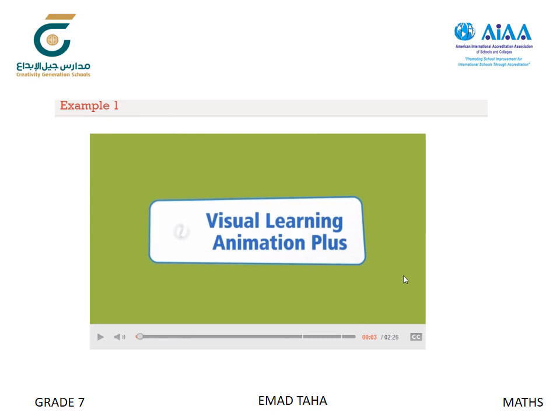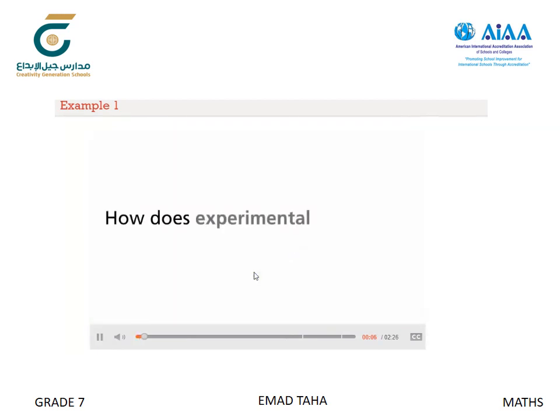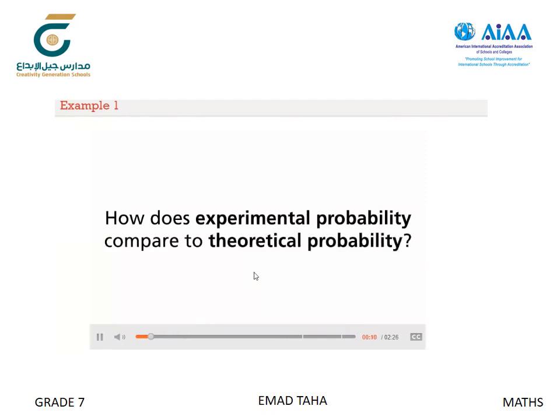Today, our lesson 3, topic 7, is about experimental probability. Now, look and listen to the video and then concentrate. How does experimental probability compare to theoretical probability? Think about this question during the lesson.